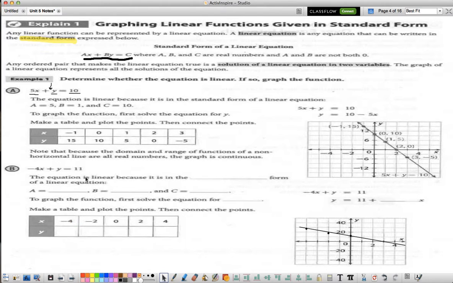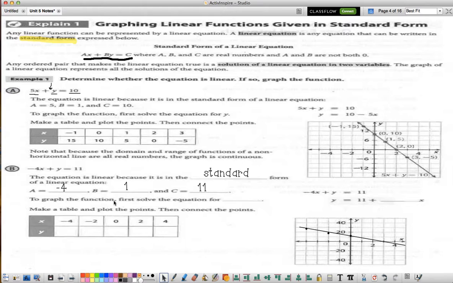So now here, the equation is linear. Okay, so looking at this equation, you have negative 4x plus y equals 11. The equation is linear because it's in standard form. Now, it doesn't have to be in standard form to be linear, but the form that's given is standard form. And we know that because of this form, we know that it'll be a linear equation. Okay, it can also be in slope-intercept form and give a linear equation. So in this case, a is equal to -4. And again, b is equal to 1 because there is only one y. And c is equal to 11.